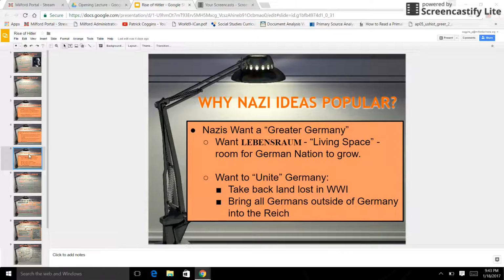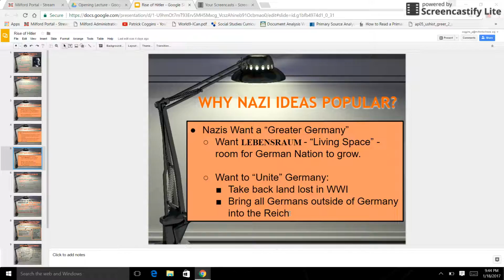Okay. And Nazis also talked about Greater Germany in that they wanted to unite all Germanic peoples. There were pockets of German people that lived outside of Germany. That's why at the bottom here it says, bring all Germans outside of Germany into the Reich. So Austria was German speaking. There were parts of Czechoslovakia that were German speaking. And they wanted to bring those areas into Germany and create this glorified, unified Germany.